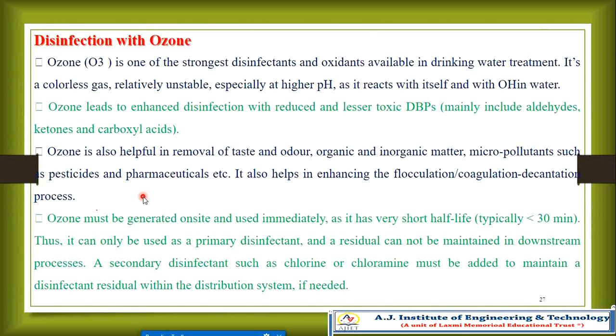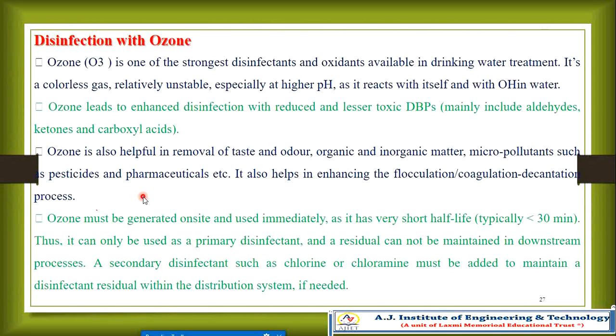As it is a 50% stronger oxidizer than chlorine, it requires significantly less contact time to remove organic and inorganic compounds than conventional methods. So that is one more advantage.